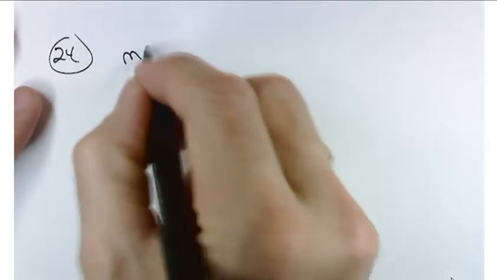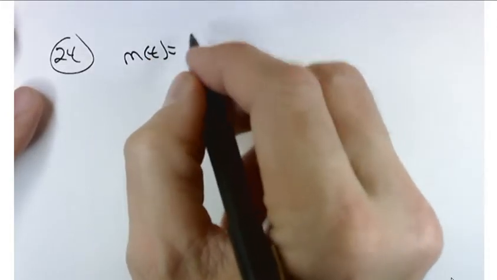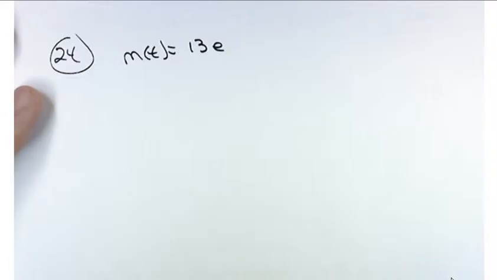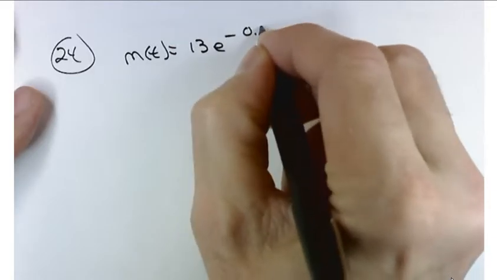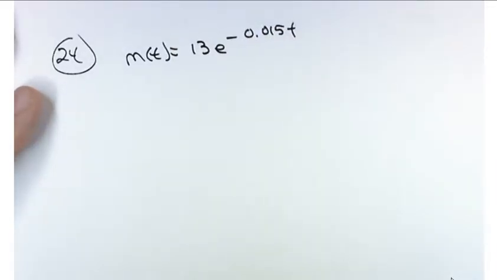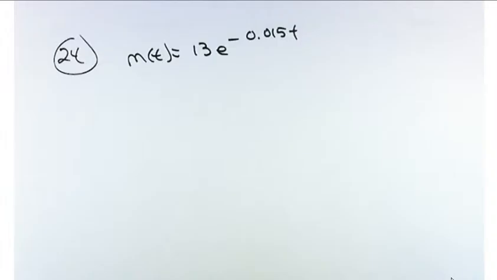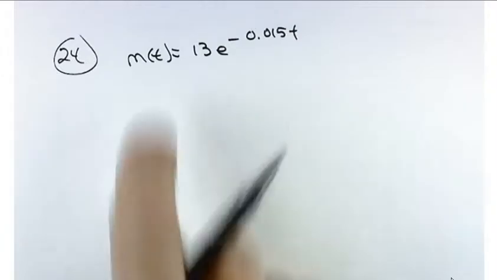So let's take a look at problem 24 then. Problem 24, they give you the formula and they ask you a couple questions. m of t equals 13 e to the negative 0.015 t. And they asked us for two things. They asked us to find the mass at time 0 and the mass after 45 days. So how do you think we're going to find the mass at time 0?